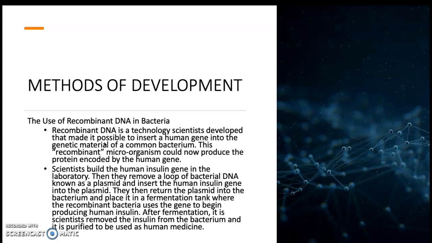Then they remove a loop of bacterial DNA known as the plasmid and insert the human insulin gene into the plasmid. Then they return the plasmid into the bacterium and place it in a fermentation tank where the rejoining bacterium uses the gene to begin producing human insulin.